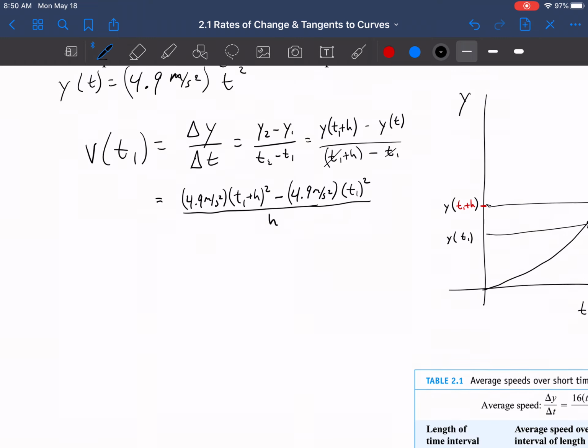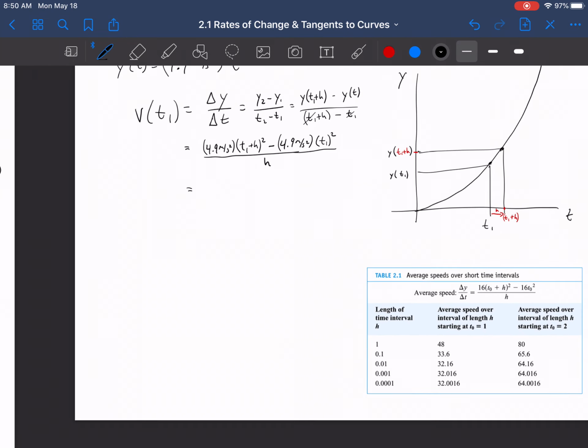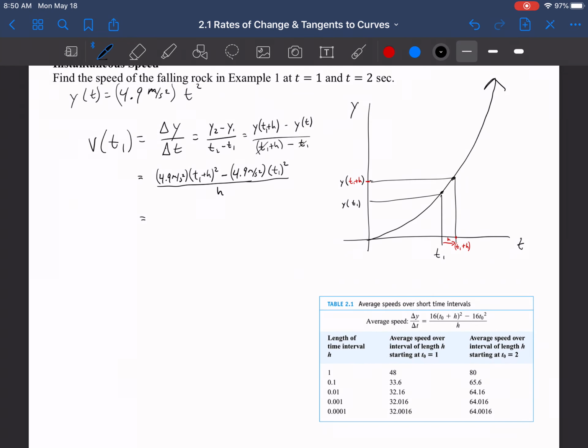And then what we can do is actually start squaring all this out. So we get 4.9 is on both of them, so I'm going to just bring that out front, 4.9 meters per second squared. I'm going to bring that all the way out front. And then what I'm going to do is multiply by t1 plus h, and I want to square that. So that's going to give me a t1 squared plus 2t1h plus h squared, just like that.